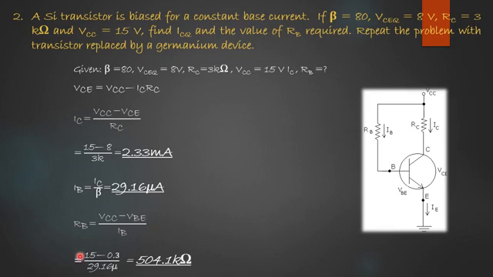So how it is going to affect the value of RB is, here VBE will change from 0.7 volts, earlier it was, to 0.3 volts. So under such a case, the calculation will lead us to a value of RB equal to 504.1 kilo ohm. So if we make use of this particular base resistance, all these parameters are going to remain the same. That is, IB will remain at 29.16 microamperes and IC will remain at 2.33 milliamperes.